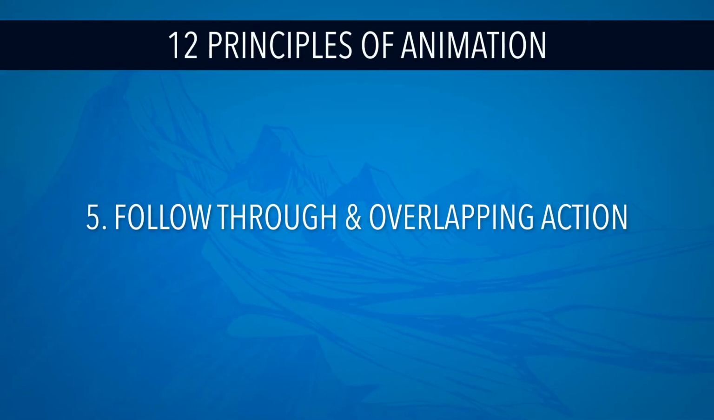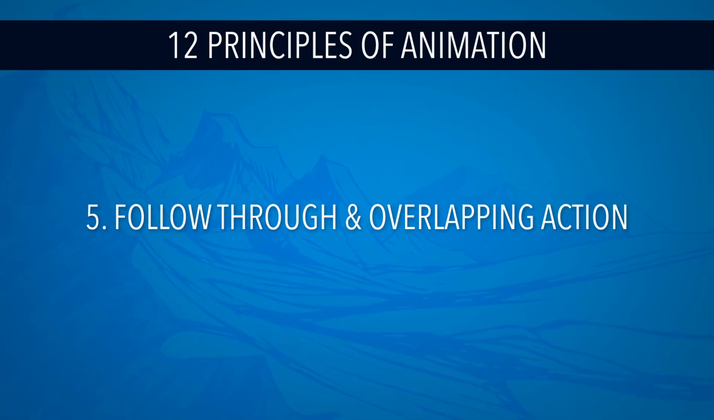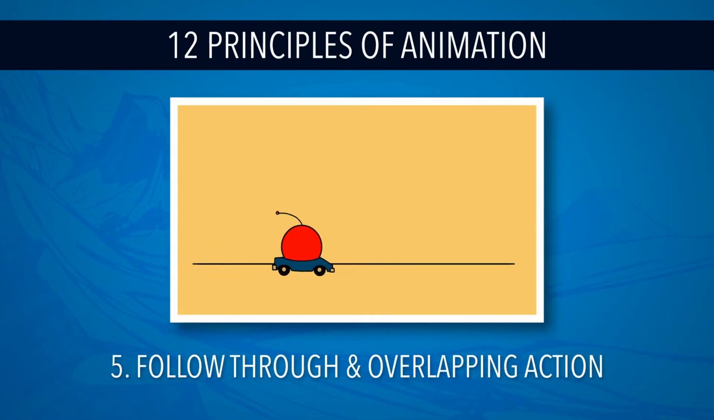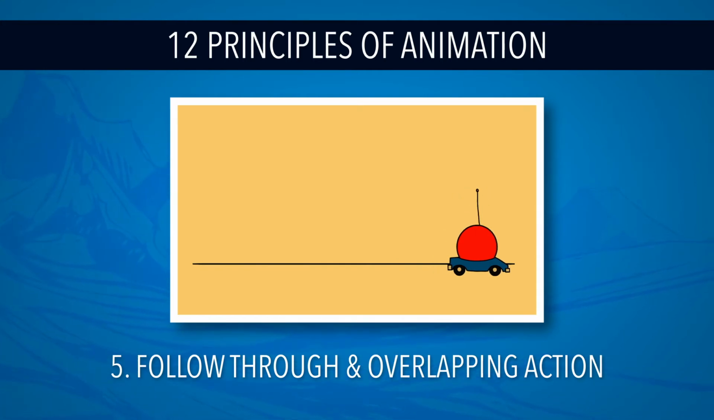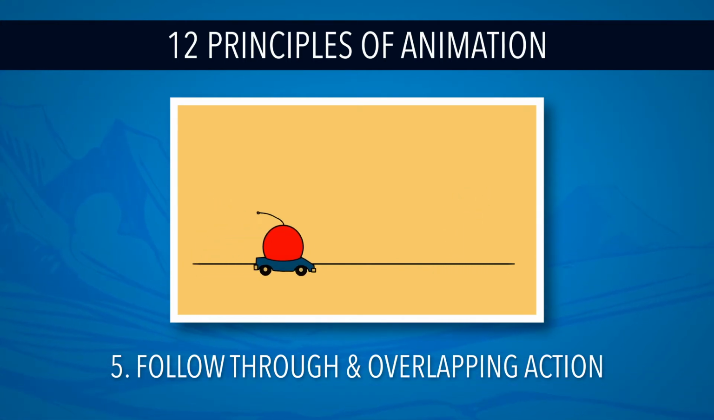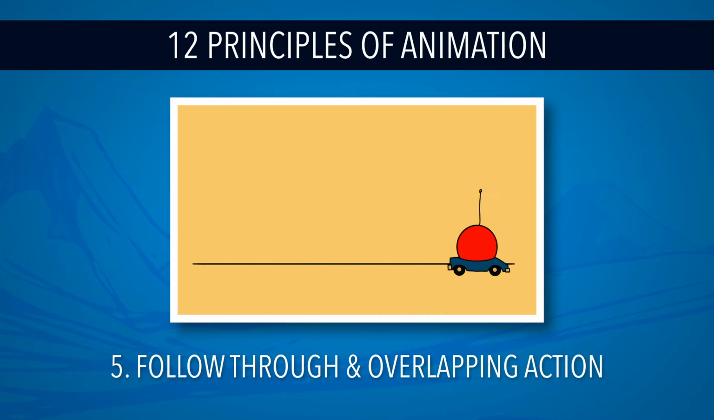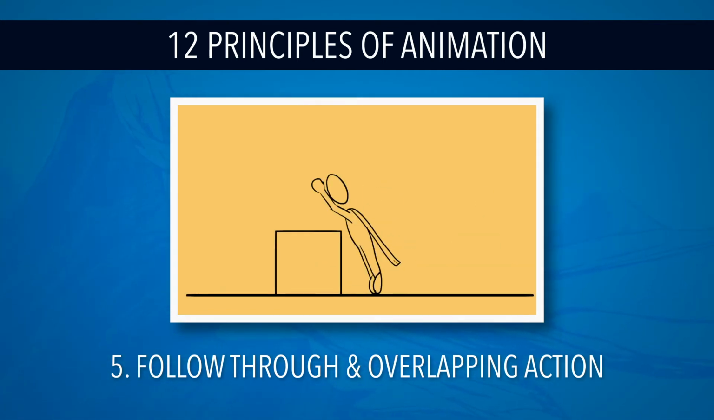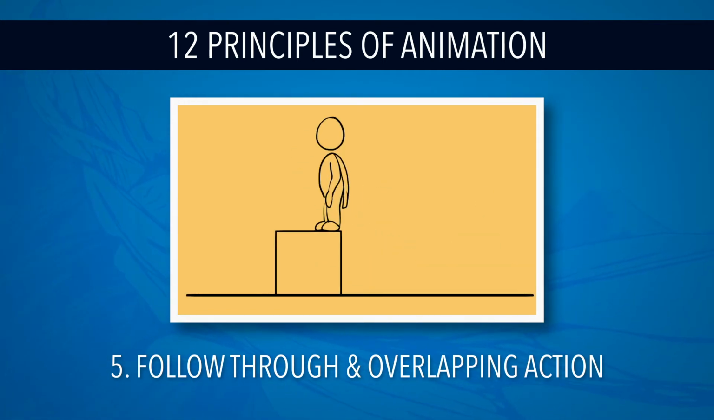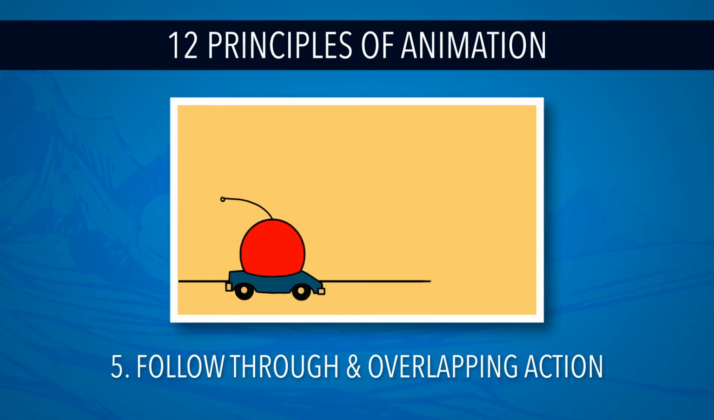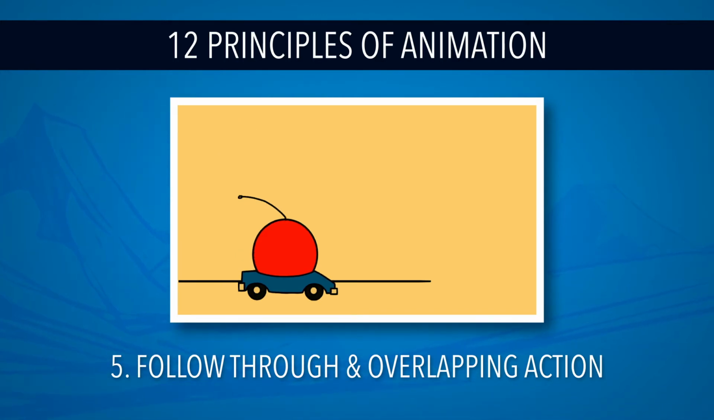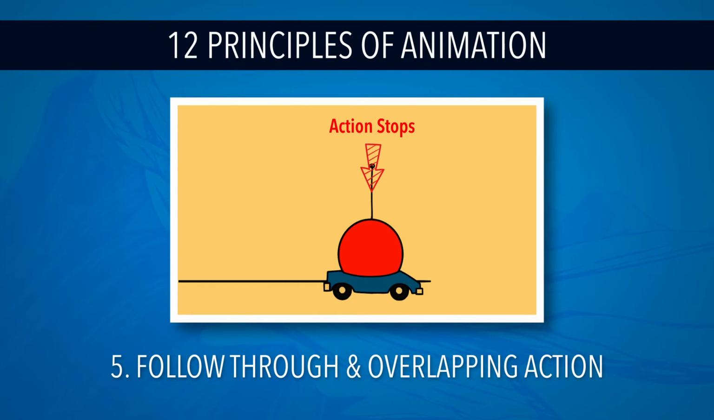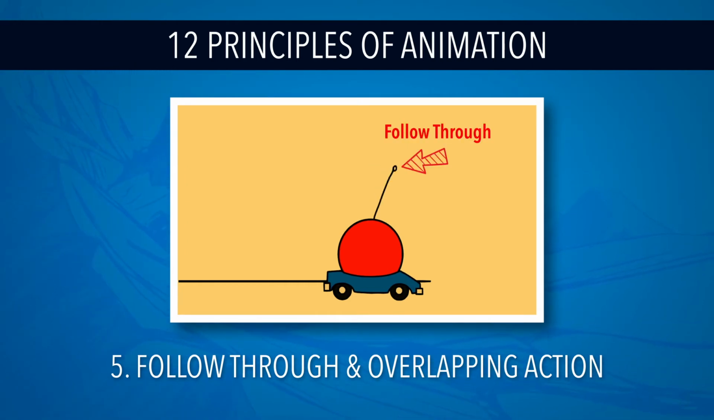Number five, follow through and overlapping action. Follow through and overlapping action is a general heading for two closely related techniques, which help to render movement more realistically and help to give the impression that characters follow the laws of physics, including the principle of inertia. Follow through means that loosely tied parts of a body should continue moving after the character has stopped, and the part should keep moving beyond the point where the character stopped.